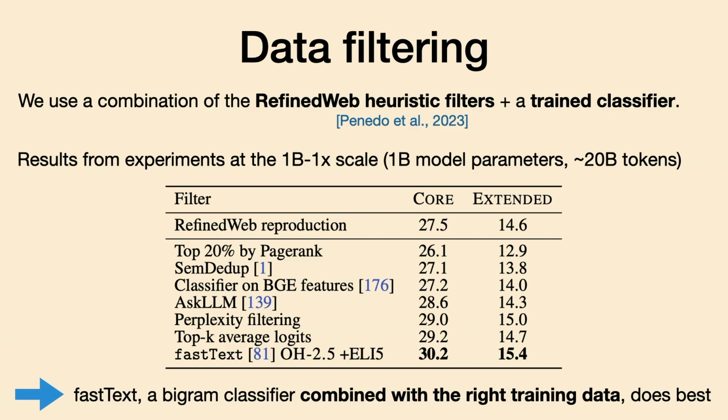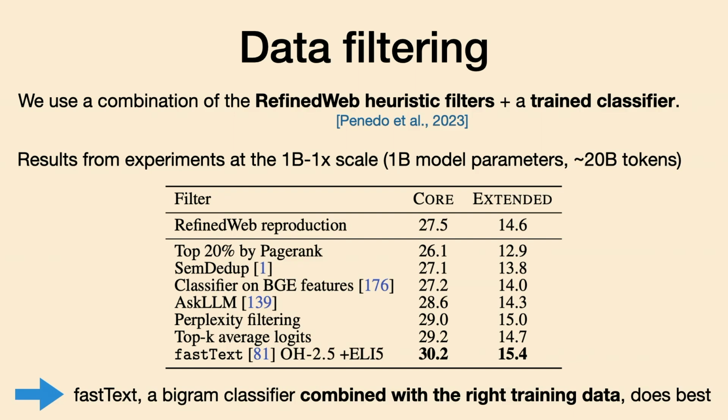Okay, so fastText is a relatively simple text classifier. It's only using bigram features. And then we trained that fastText classifier on a combination of OpenHermes 2.5 and the Explain Like I'm 5 subreddit as positive examples.